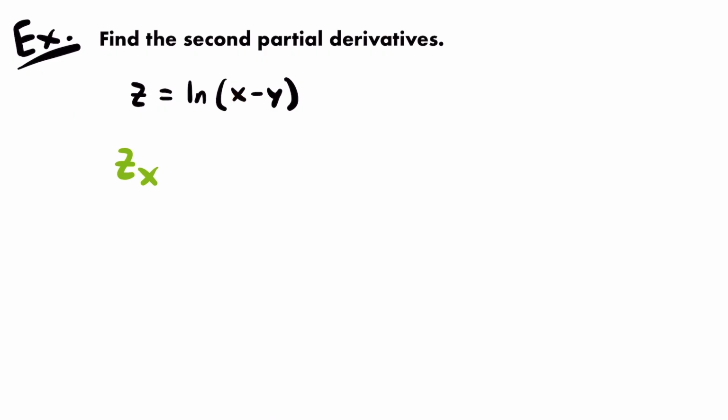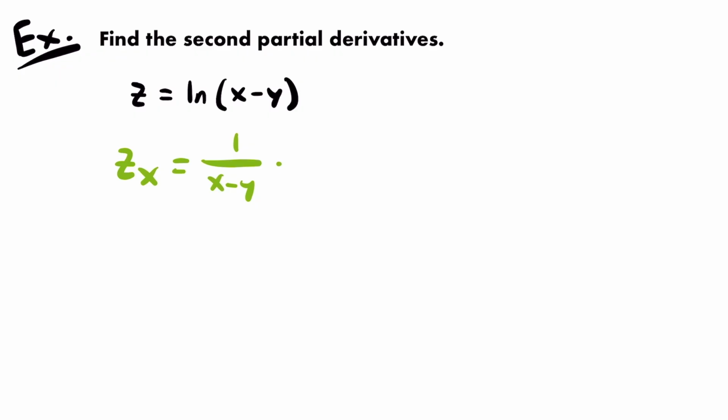Well, we have an x inside of the natural log function, so we do have to take the derivative of that natural log function. And remember that the derivative of a natural log function, which in part does use the chain rule, is 1 divided by that inside function multiplied by the derivative of that inside function. So what we get for zx is 1 divided by x minus y times the derivative of x minus y.